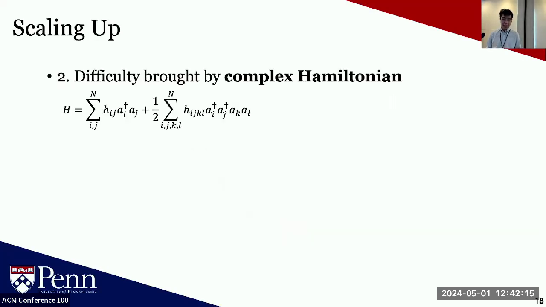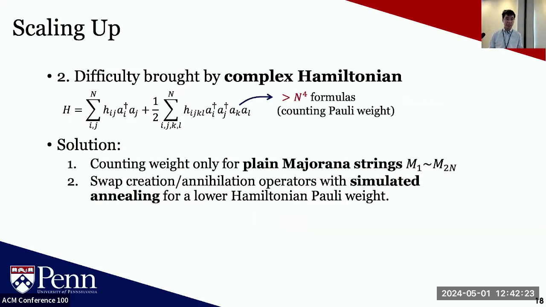The second difficulty is when the Hamiltonian itself is too complex. Since we need to count its polyweights, it generates too many formulas. And we could solve this by solving an easier version of the problem. We just count the weight of all the strings, and we use simulated annealing to swap the creation and annihilation operators, and try to get a Hamiltonian with lower polyweight.